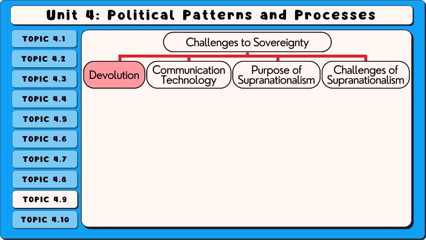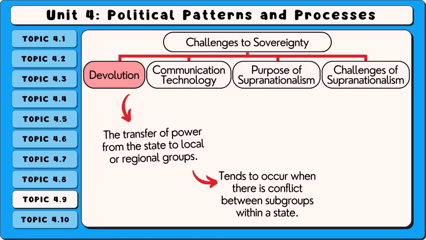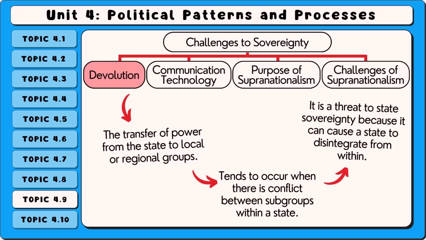The first challenge to sovereignty is devolution, which you should know about from the previous lesson. So we'll be quick here. Devolution refers to the transfer of power from the state to local or regional groups. It tends to occur when there is conflict between subgroups within a state. It is a threat to state sovereignty because it can cause a state to disintegrate from within.